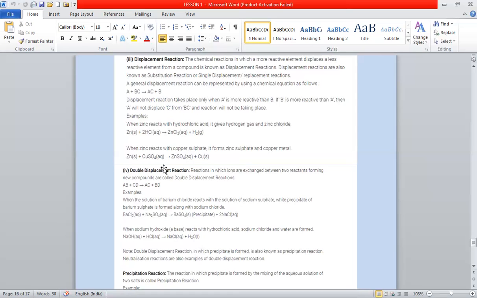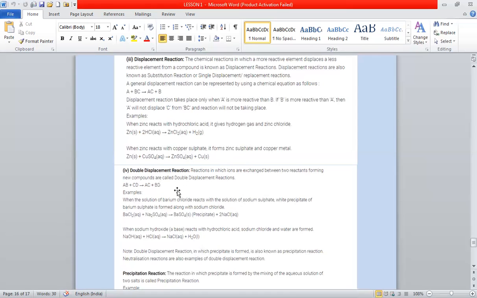So this is a displacement reaction. Again, I'm going to repeat. A reaction in which a more reactive element displaces a less reactive element from its compound or salt solution is known as a displacement reaction. Displacement reaction is commonly used in finding out the reactivity of metals. It is widely used in finding the reactivity of metals.